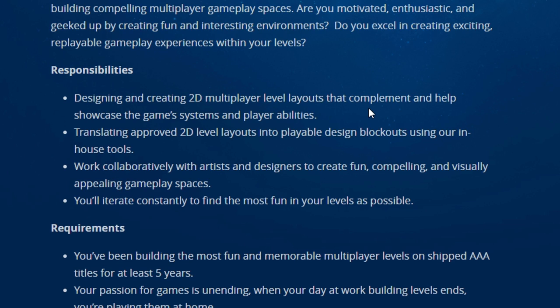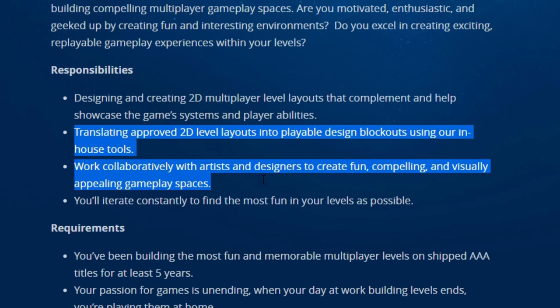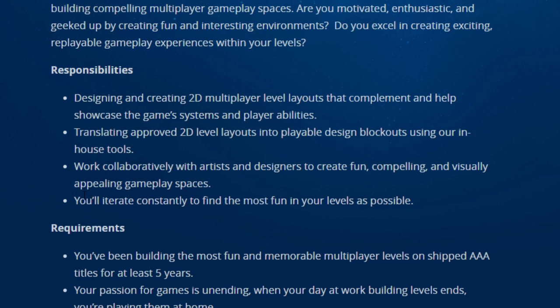This opening involves translating approved 2D level layouts into playable design blockouts using our in-house tools, and working collaboratively with artists and designers, which is also mentioned in the other two. Lastly, you'll iterate constantly to find the most fun in your levels as possible, which is hinted at in Valve's opening with the playtesting responsibility.